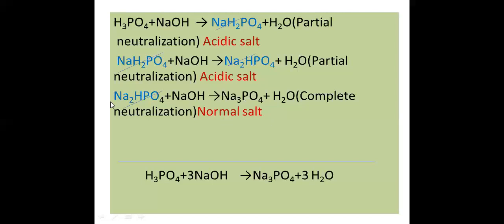By cancelling the same terms and by adding the reactions, we will get phosphoric acid plus three sodium hydroxide. If we use three sodium hydroxide per phosphoric acid, then we will get normal salt and water. But if we use one sodium hydroxide or two sodium hydroxide, then it will give us acidic salts.